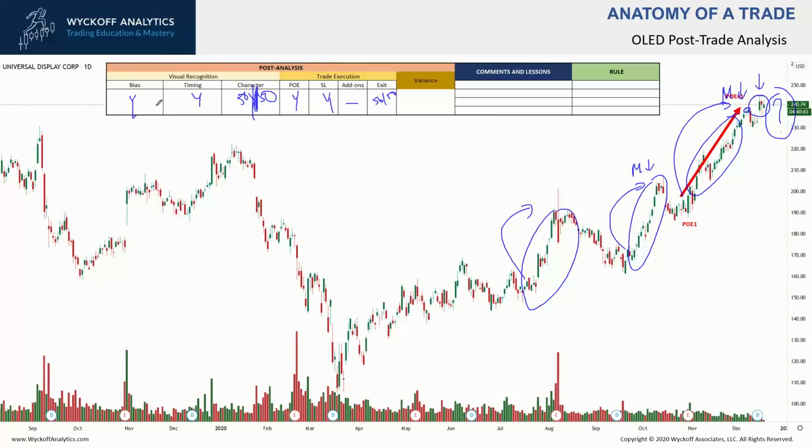So let's do the variance. 1, 2, 3, 4, 5. So this is about 71%.